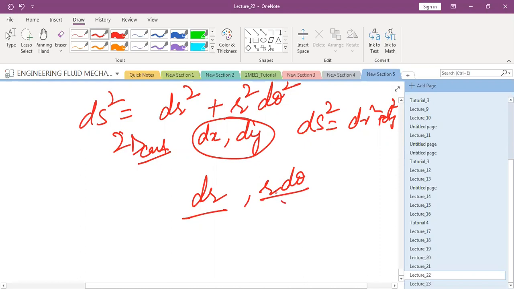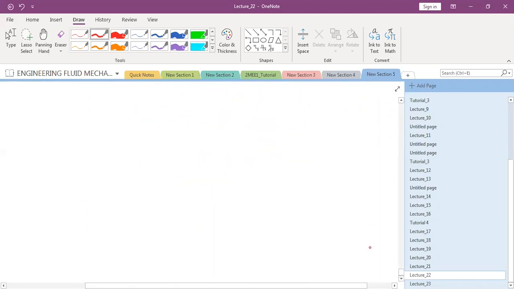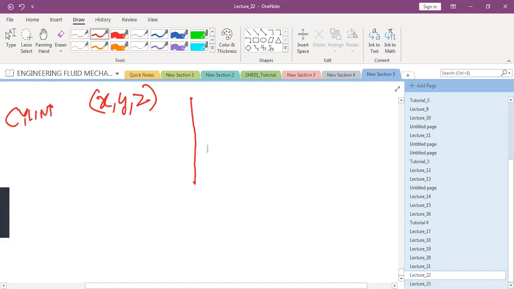Likewise, you could have this in cylindrical coordinates also. What about cylindrical coordinates? If Cartesian are x, y, z, what do you have in cylindrical coordinates? If you remember, r, theta, z. Cylindrical coordinates are r, theta, z.